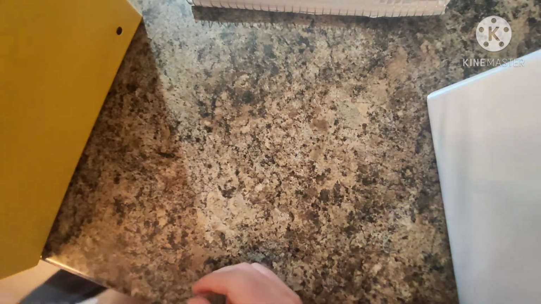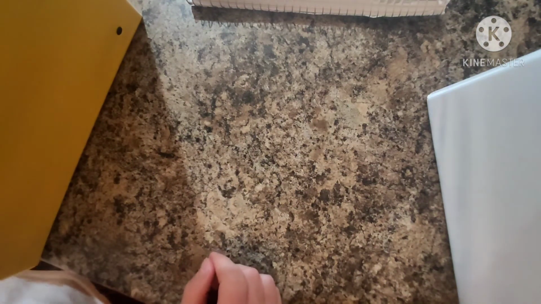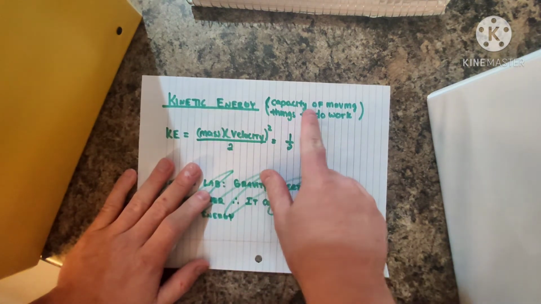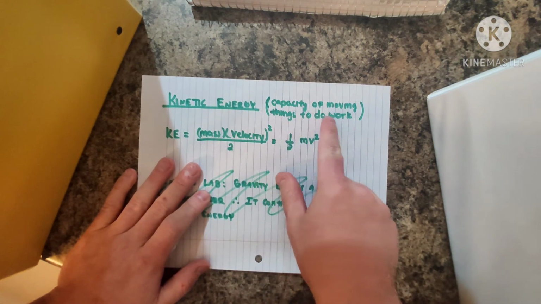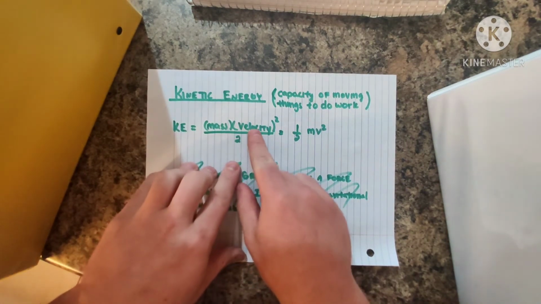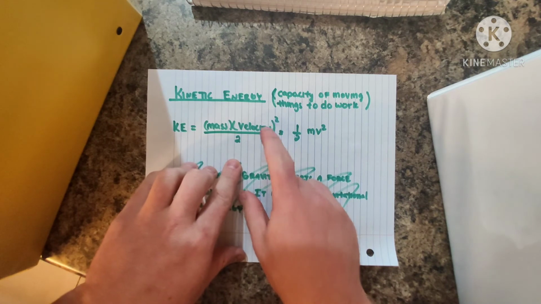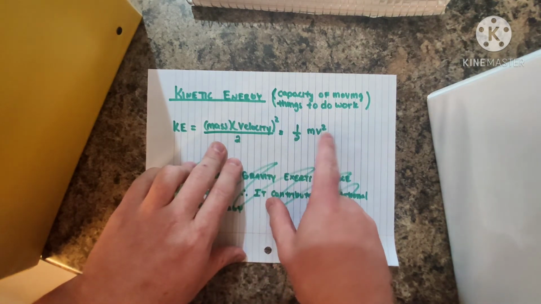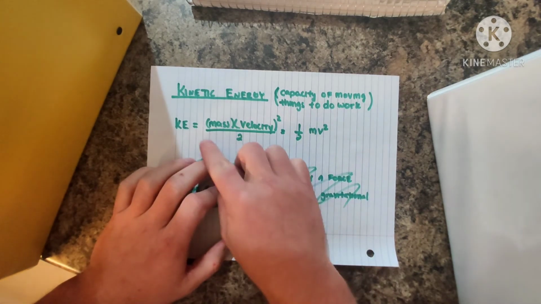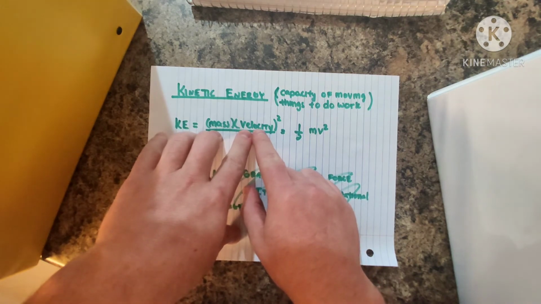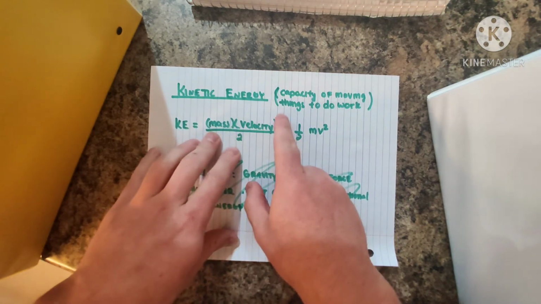That's the potential energy equation. The kinetic energy equation is, kinetic energy is the capacity of moving things to do work. Kinetic energy is the mass times the velocity squared, divided by 2, or 1/2 mv squared. You might see it written that way. Okay, so this is kinetic energy: mass of the cart times how fast the cart's moving at that position, squared, times 1/2.